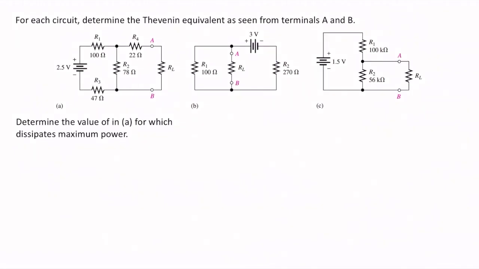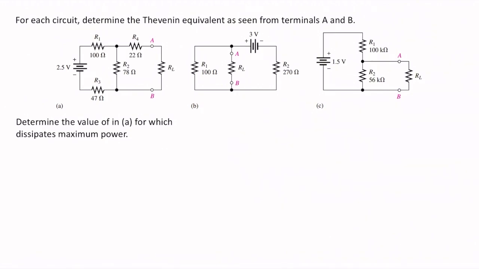Okay, here are a few more exercises involving circuits with DC sources. Let's try to determine the Thevenin equivalent of these three circuits as seen from terminals A and B. And then for figure A, let's determine the value of the load resistance for which maximum power is dissipated. So let's solve part A first.